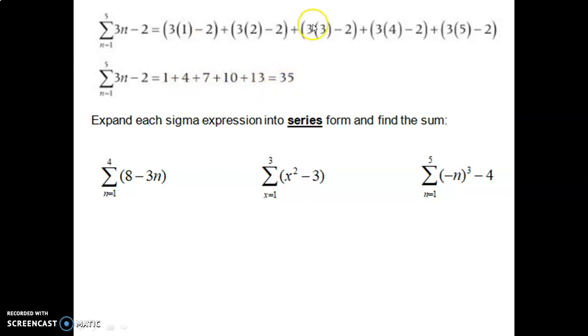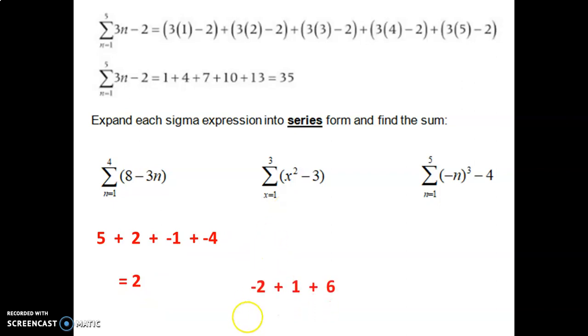So I hope that example clearly shows how this process works. Let's see if you can do these 3 here. So try this one. Expand this sigma expression into series form, and then find the sum. So the first one, it says n equals 1 through 4. So when n equals 1, we get this. When n equals 2, we get this. N equals 3, and n equals 4 gives us that. So 4 terms are being added in the series. Our sum is 2. Try the next one.